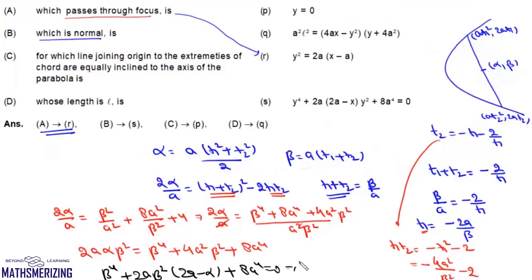So this equation will be y to the power 4 plus 2a y square (2a minus x) plus 8a to the power 4 equals 0, and that's your option S. So that means B is matched to S.